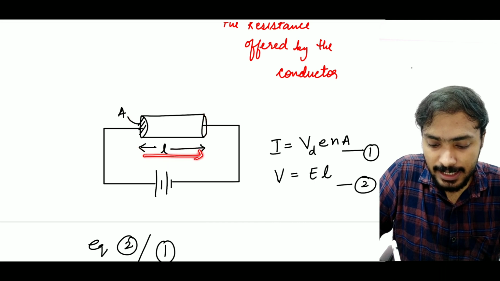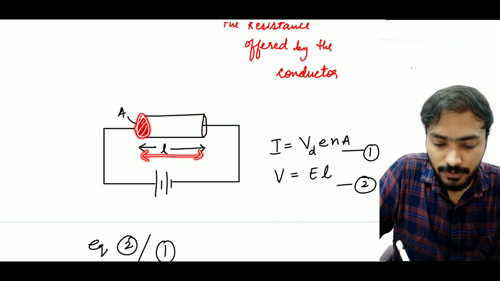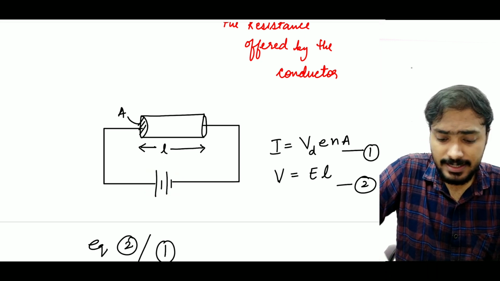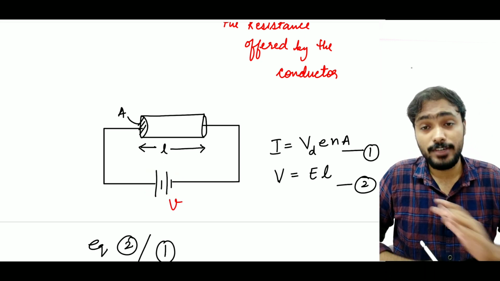This conductor has some length L, and let's say it has some area of cross section A. It is connected with a battery which has some potential difference V.